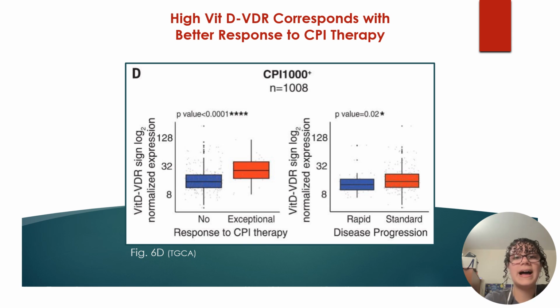Finally, a high vitamin D receptor corresponds to a better response to CPI therapy. As you can see here, you can compare it by the middle lines here. And for both cases, the red, which is indicating a high response, shows exceptional or standard response instead of no response or a rapid disease progression.